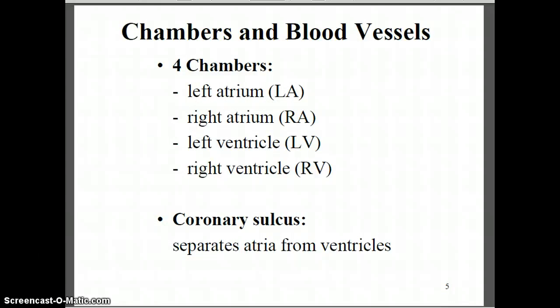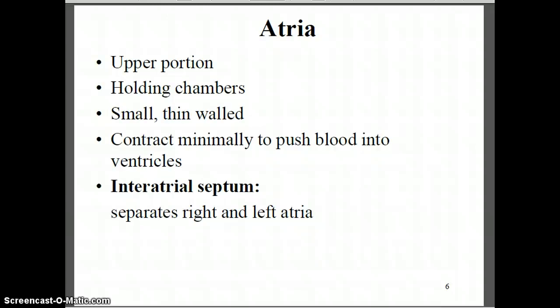There are 4 chambers: the right atrium, left atrium, left ventricle, and right ventricle. The atria are the receiving chambers. The ventricles are the pumping chambers, and notice the abbreviations. The coronary sulcus separates the atria from the ventricles. The atria are the upper portions, and they contract minimally to push blood from the atria into the ventricles. They have received blood either from the body, from the systemic circulation, or from the lungs, the pulmonary circulation.